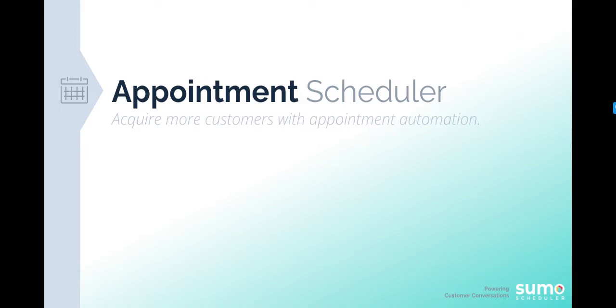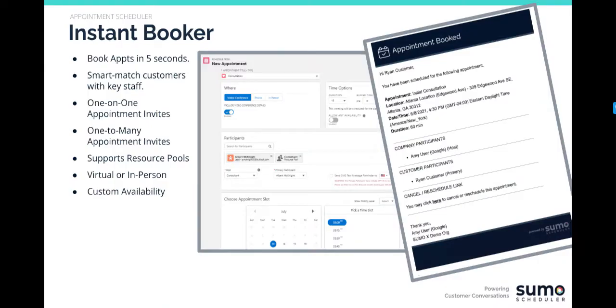This tool is part of our customer engagement platform. It can be utilized as part of our appointment suite or as its own standalone module. So, long story short, SUMO's Instant Booker module is the fastest way for a SUMO user to book an appointment with their customer. Users can book appointments in a matter of seconds while leveraging a number of capabilities in the process. These capabilities include booking on behalf of or with key staff members that may be needed to assist with the appointment. Also, virtual or in-person appointments can be scheduled for one-on-one or one-to-many appointments.